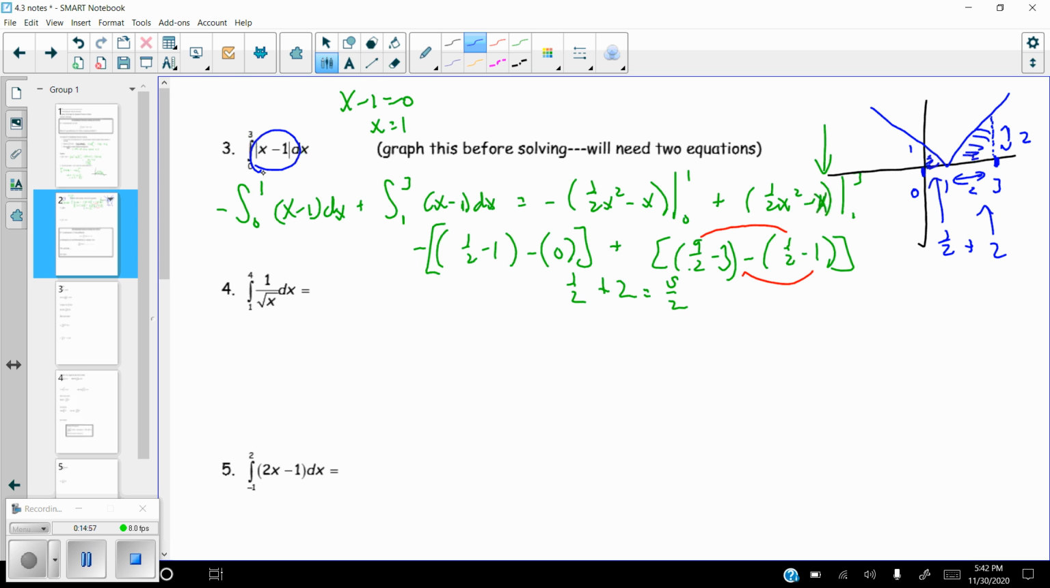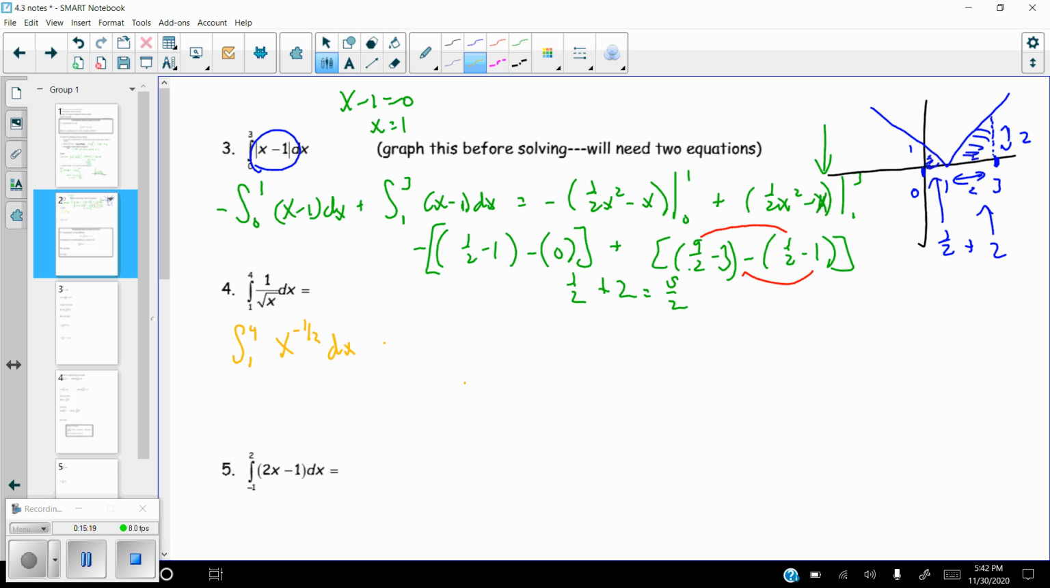So the integral from 1 to 4 of 1 over the square root of x dx. The first thing we want to do is change that to be the integral from 1 to 4. We're going to bring the square root up to the top and make it a negative exponent. A square root is a half, so we'll make that x to the negative 1/2 power dx.